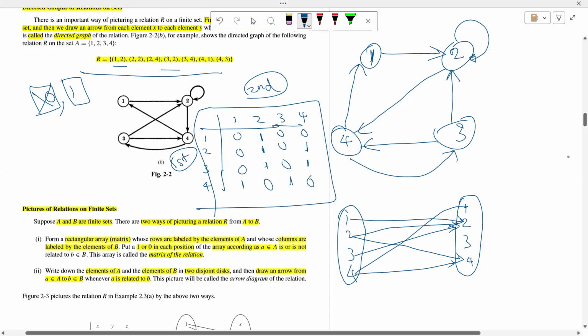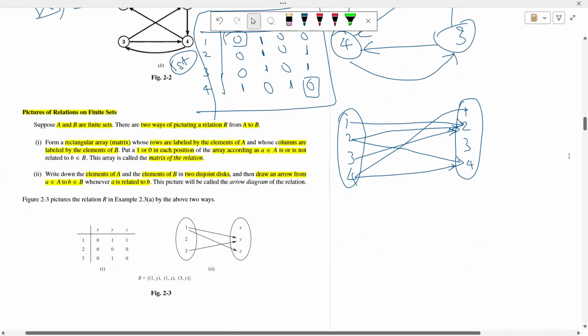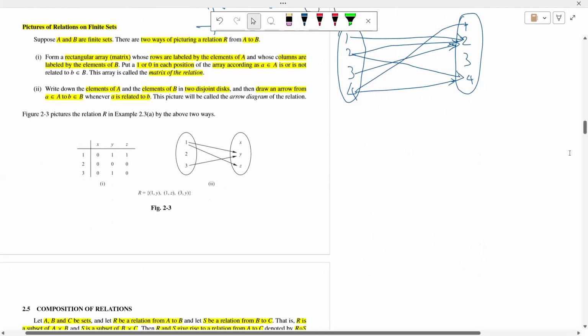If we have any ordered pair in that relation, just put 1 for that one. If there is no relation, then you put 0, because here 1 comma 1 is not there in the relation. That's why I'm putting 0 here. If you look here, 4 comma 4 is not there in the relation. That's why I'm putting 0 here. Likewise, altogether three different ways: directed graph, functional diagram, as well as matrix representation. These are the three different representations of relations.